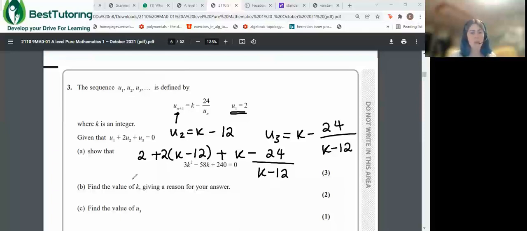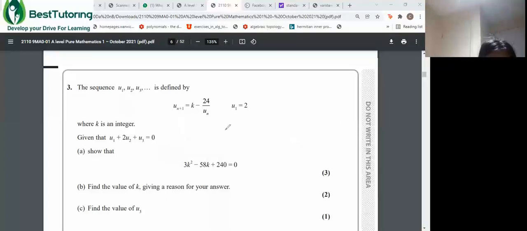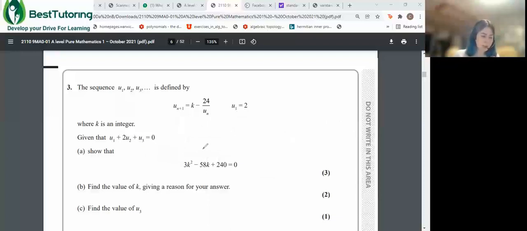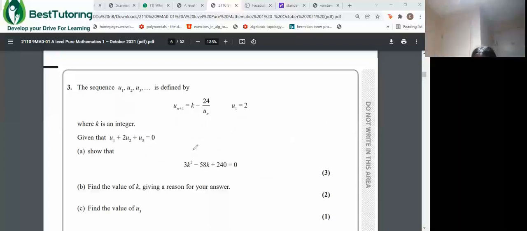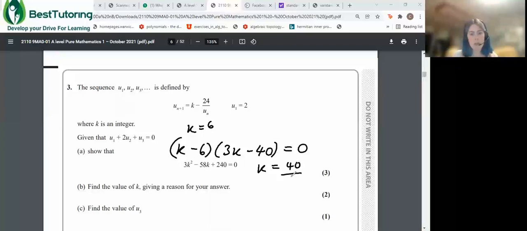So you should have 2 values for K, but how do you know which one to go for? Because it says K is an integer. Okay, brilliant. Yeah. So you should be able to factorize this equation like this. And as Tanisha has told us, K has to be an integer, so K has to be 6 because the other option is not an integer. Okay, I think everyone got that relatively okay as well.